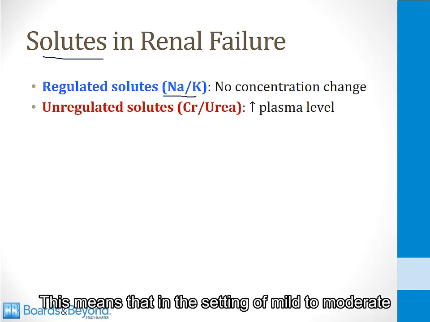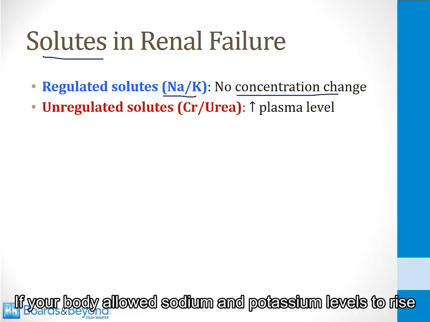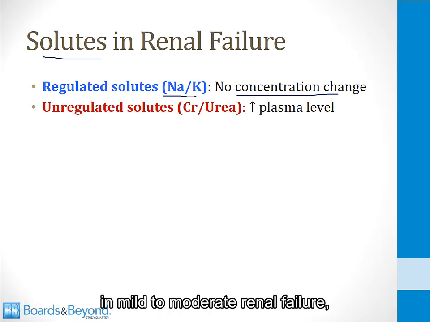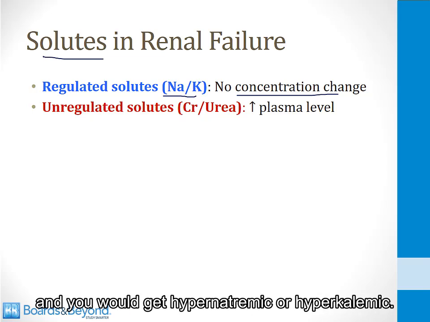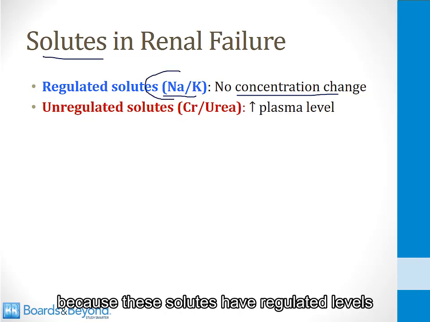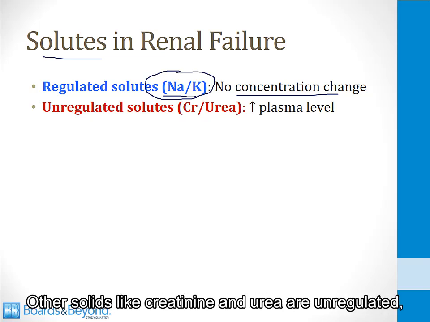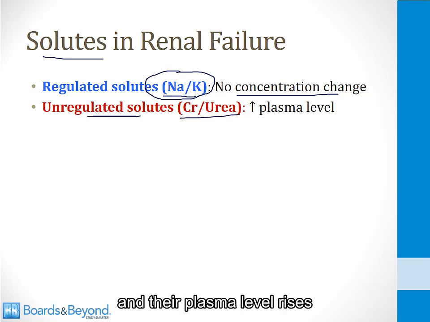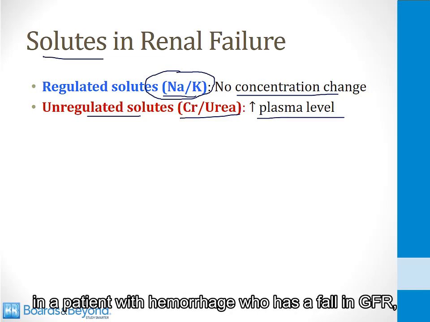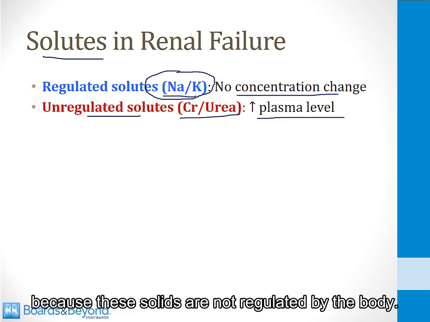This means that in the setting of mild to moderate renal failure, there's no concentration change. If your body allowed sodium and potassium levels to rise in mild to moderate renal failure, you could die from volume depletion, because in that setting your GFR falls and you would get hypernatremic or hyperkalemic. But that does not happen because these solutes have regulated levels so that they stay normal as long as you still have some kidney function left. Other solutes like creatinine and urea are unregulated, and their plasma level rises in the setting of renal failure. So for example, in a patient with hemorrhage who has a fall in GFR, that patient's creatinine and urea level will rise because these solutes are not regulated by the body.